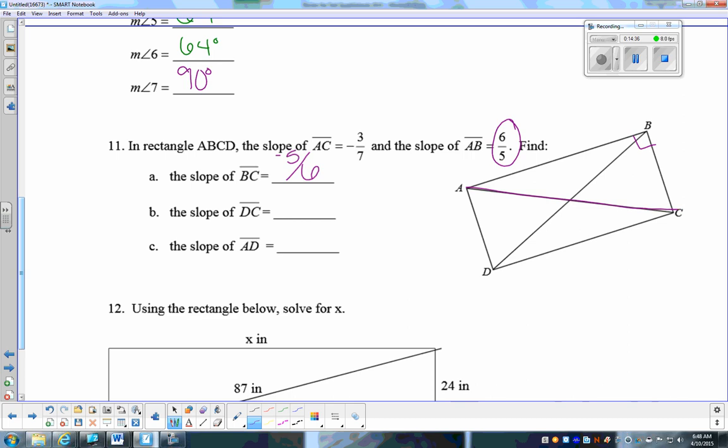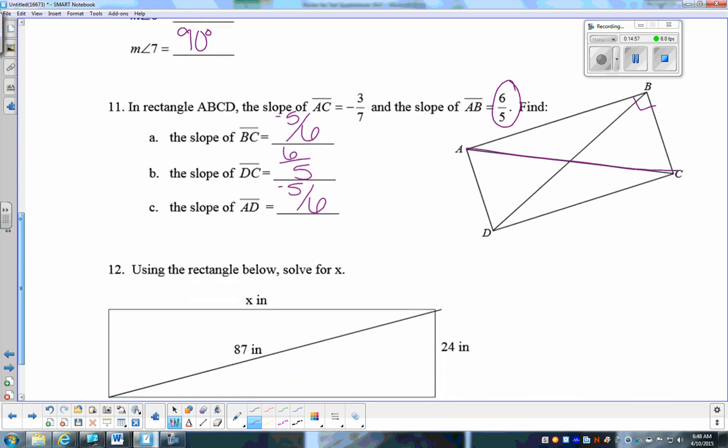DC, I know DC is parallel to AB, so they have the same slope. AD is parallel to BC, so I know AD and BC have the same slope, which means that AD is negative 5/6. So there's all of our slope questions.